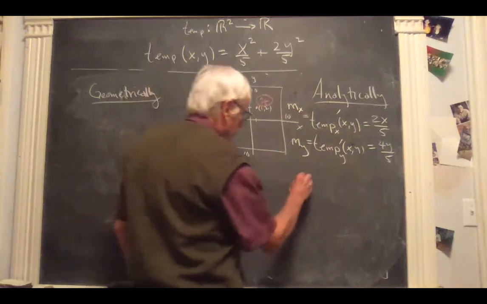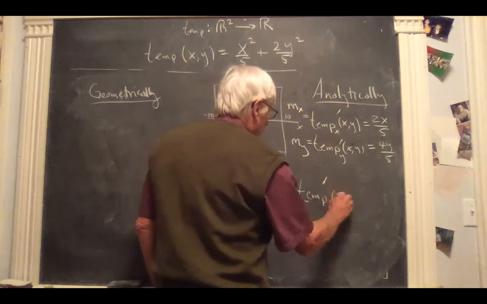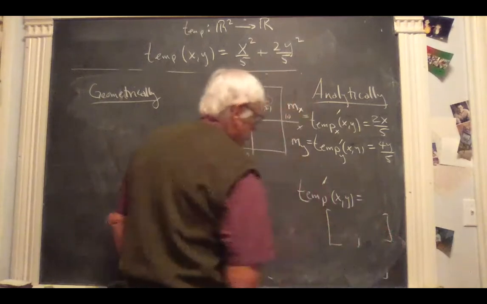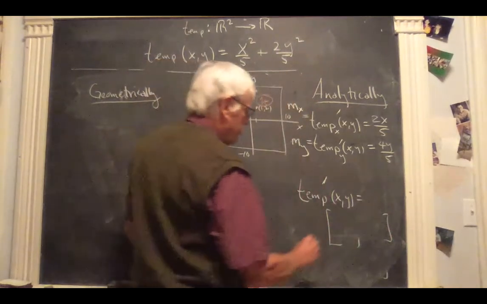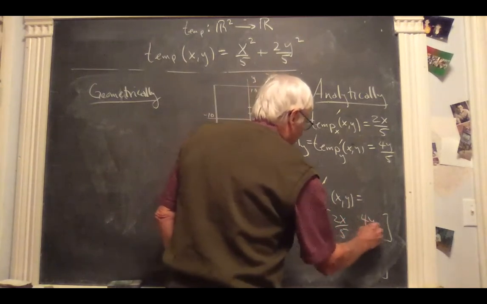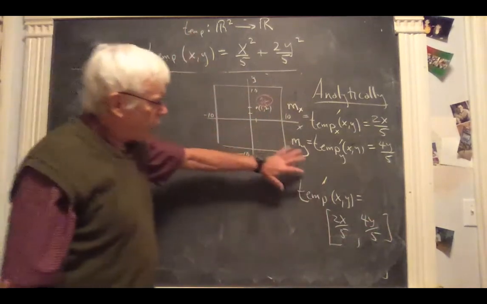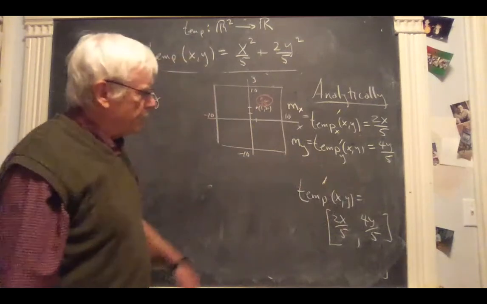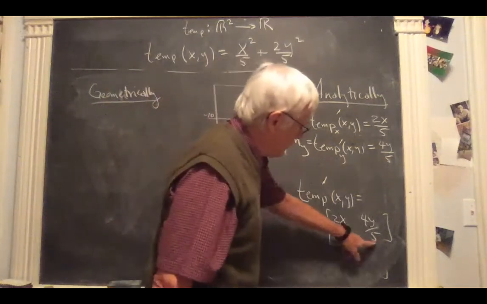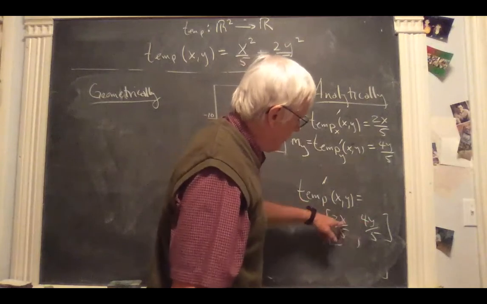There is a total derivative called temp prime of x and y. And temp prime is just the ordered pair of these. In general, derivatives are always matrices. So in this case, it's 2x over 5 and 4y over 5. For those of you who've taken a little physics, the derivative of this kind of function is called a gradient. So this is called the gradient function, but it is the derivative of this function. And the two components of it give the two slopes, slope in the x direction, slope in the y direction at any given point x and y.